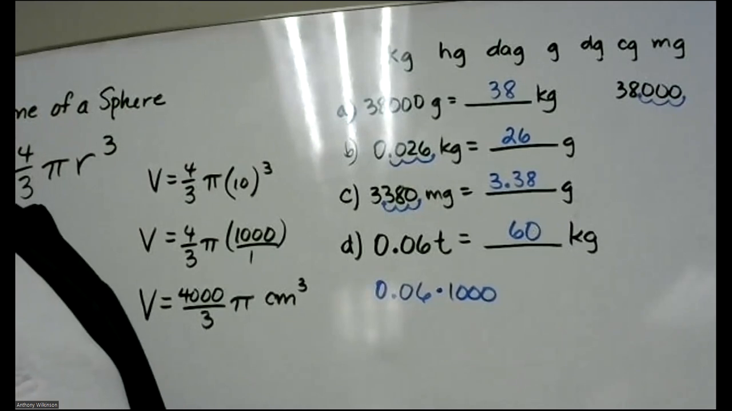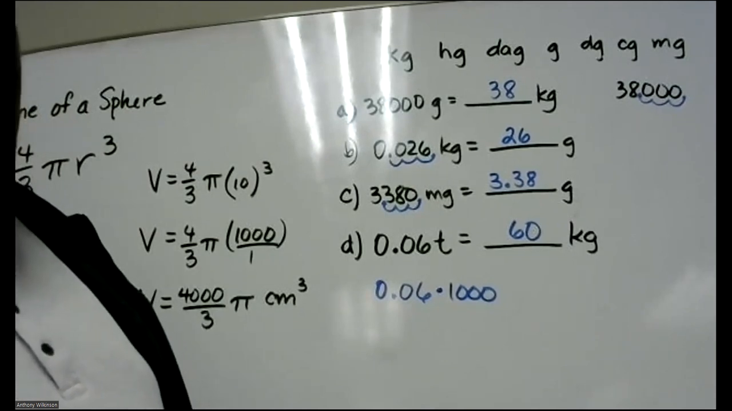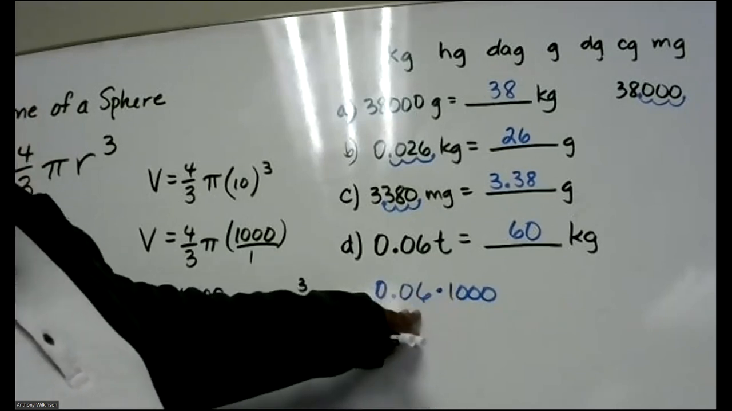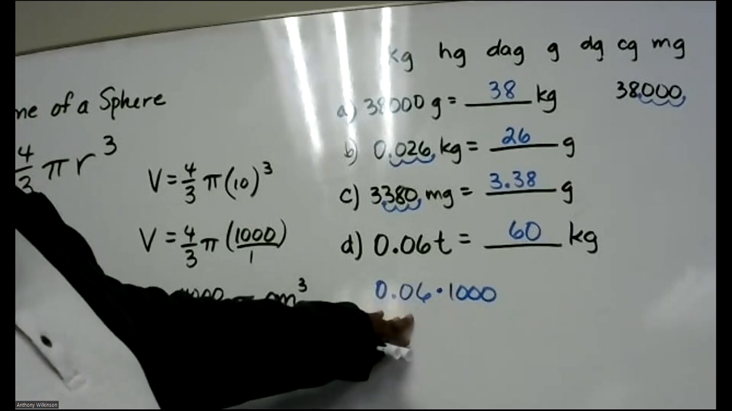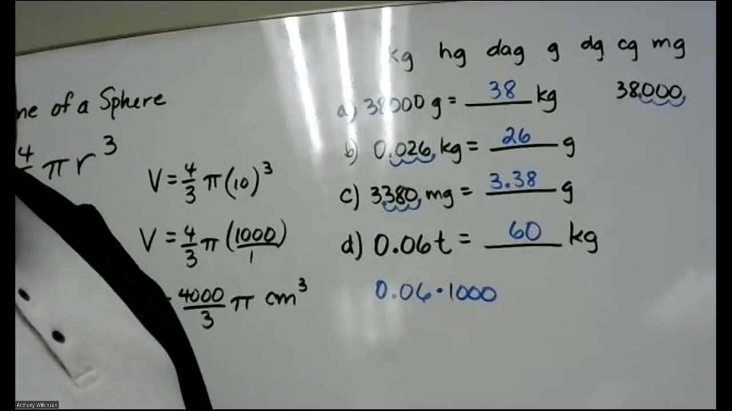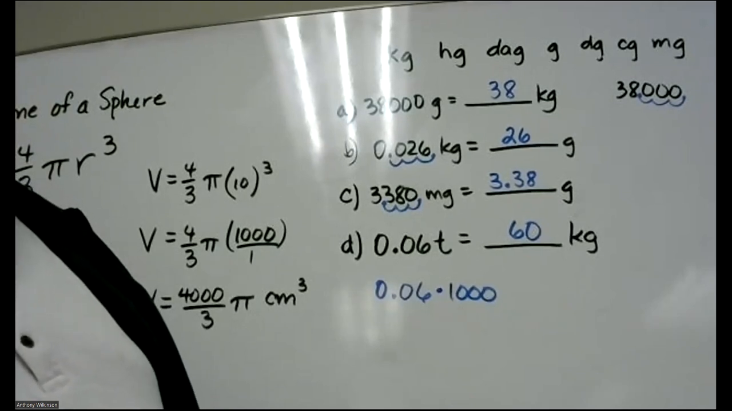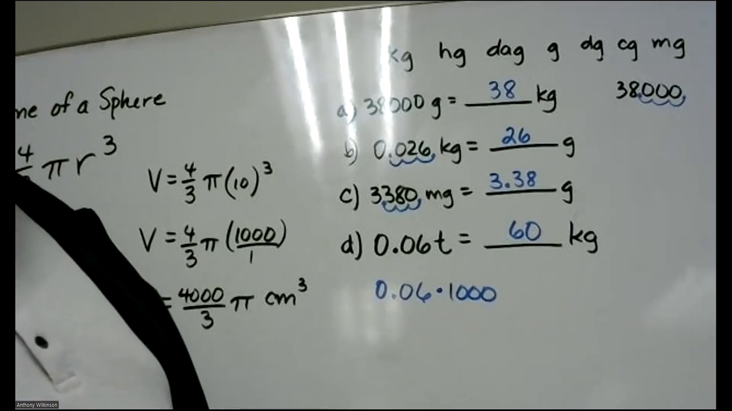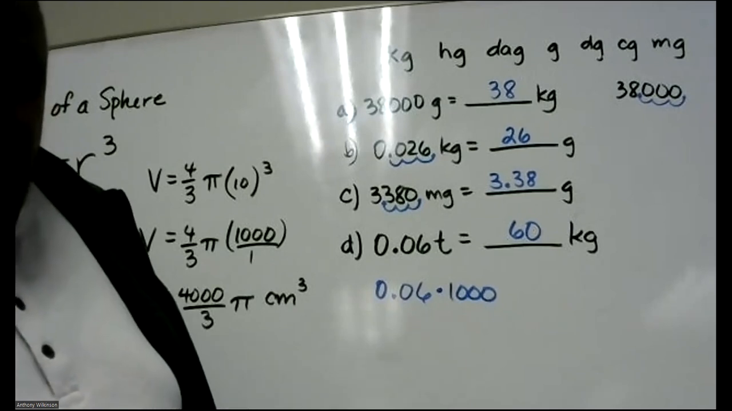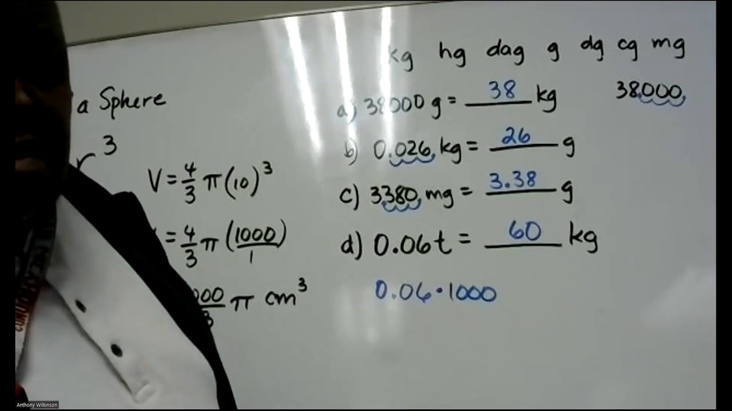Okay. All right. Any questions about using the metric conversion for grams? You said, what was that again? Multiply by 1,000. Yeah. Because from metric tons to kilograms, that's a factor of 1,000. So we need to multiply 0.06 by 1,000. Any other questions? Okay.